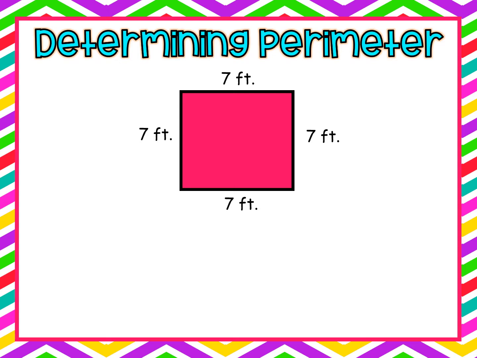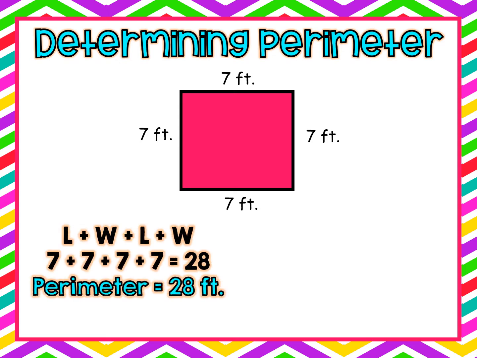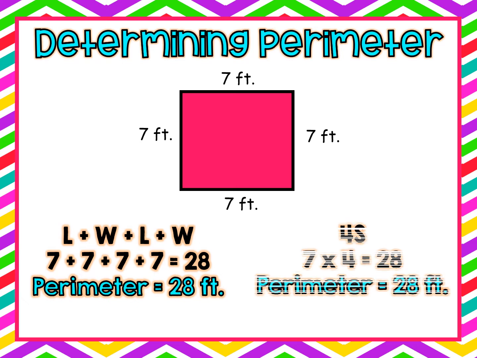I am now going to determine the perimeter of this square. I can determine the perimeter of this square by using the formula length plus width plus length plus width. 7 plus 7 plus 7 plus 7 equals 28 feet. The perimeter of this square is 28 feet.